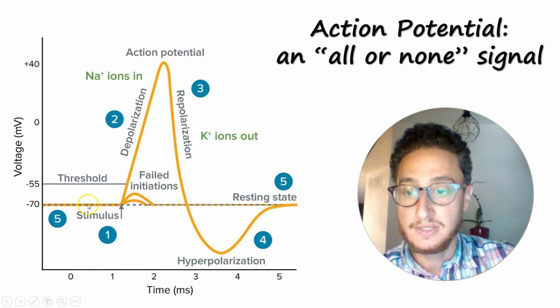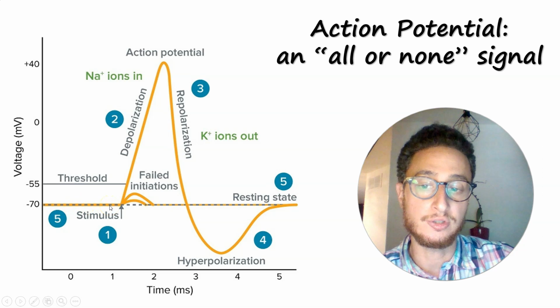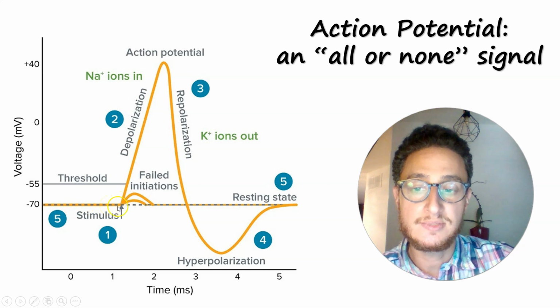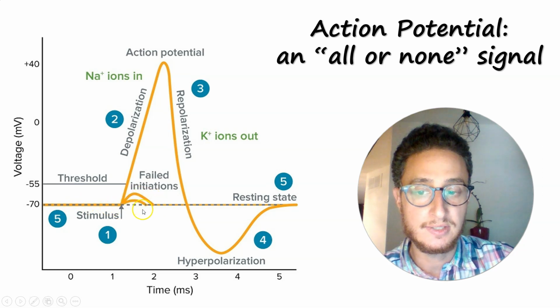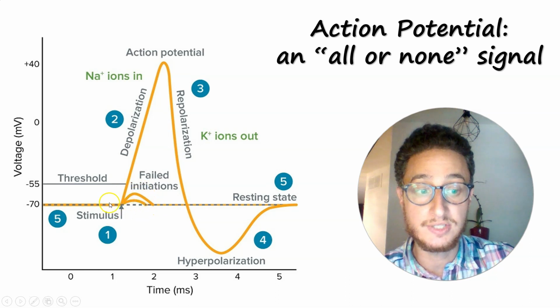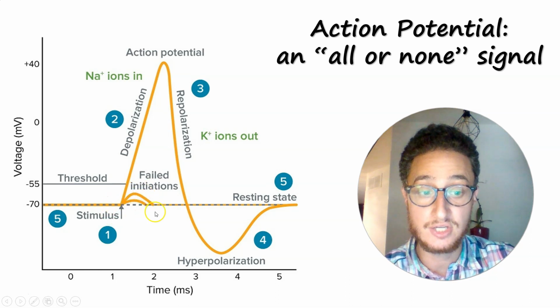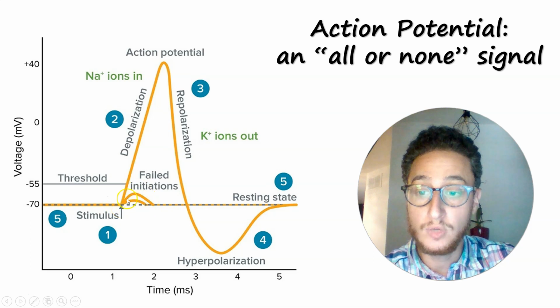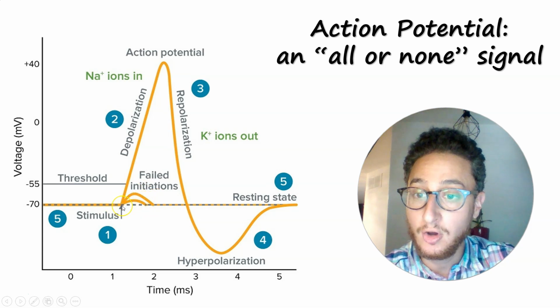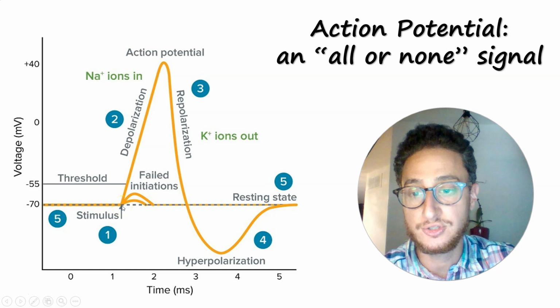Here we can see the axon is at resting potential. And here we can see some stimulus. Now, if that stimulus allows some ions in, okay, a slight depolarization of the membrane, we can maybe graph that, but it's not always going to result in an action potential.